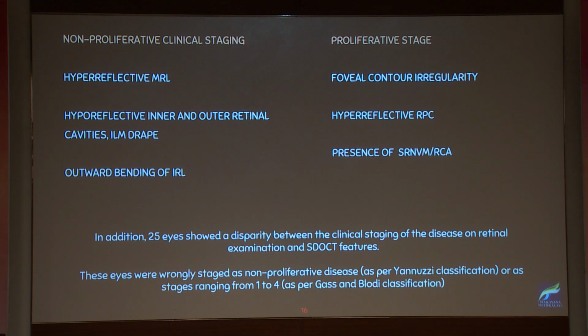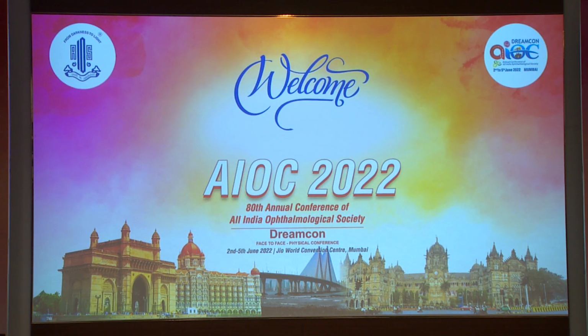membrane or RCA. In addition, what was seen was that 25 of these eyes showed disparity between the clinical staging and disease on retinal examination and SD-OCT features. So these were classically missed by the Gass and Blodi classification or the Yannuzzi classification.